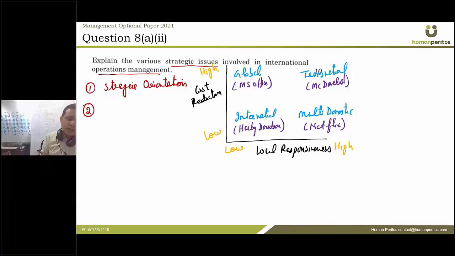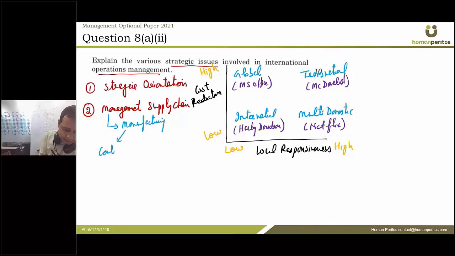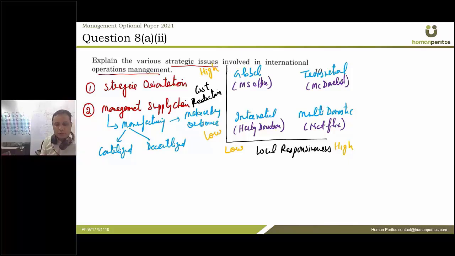Now there can be a couple of more issues as well. Another one is how do you manage your supply chain? So you have to locate your production units at those places where the cost of resources is very low, of course, without compromising the quality. So another associated decision is your manufacturing. How do you want to plan your manufacturing? Whether it is centralized or whether it is decentralized in multiple countries. Another decision related to this is whether you want to make or buy, or you want to outsource. So this is the second thing.